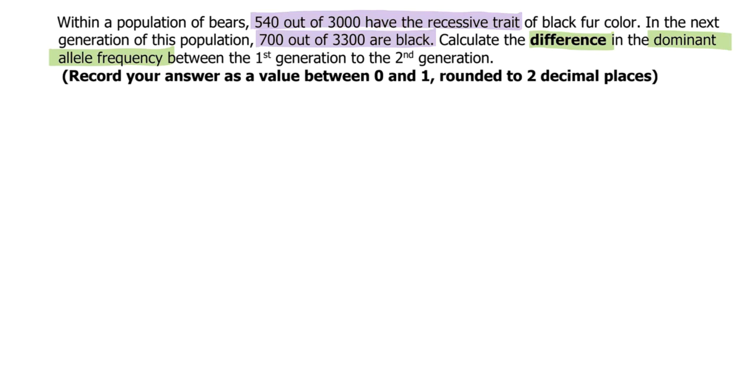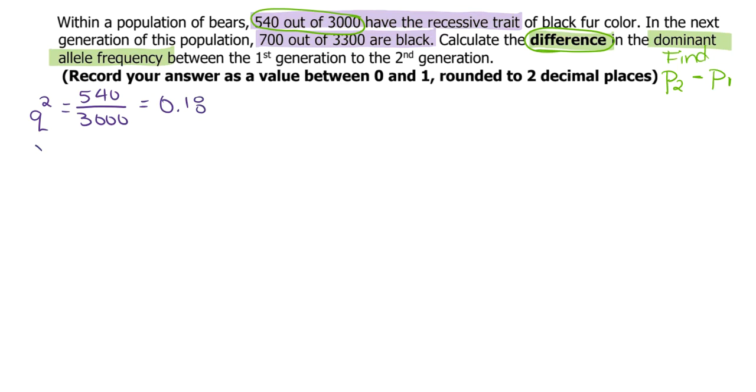So they are asking us to find the difference, which means we subtract P2, the dominant allele of the second generation, minus the dominant allele of the first generation. So let's start here with our Q squared value, our recessive trait. Q squared is 540 out of 3,000, which is 0.18.